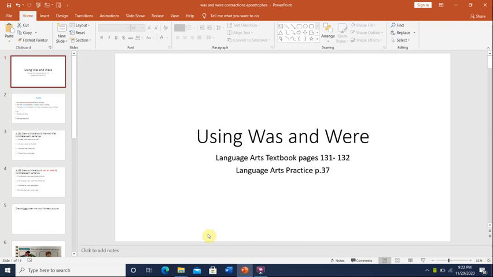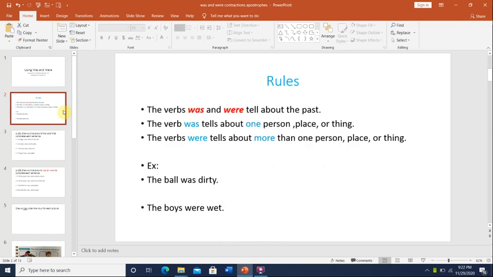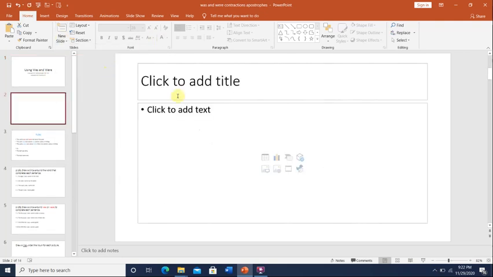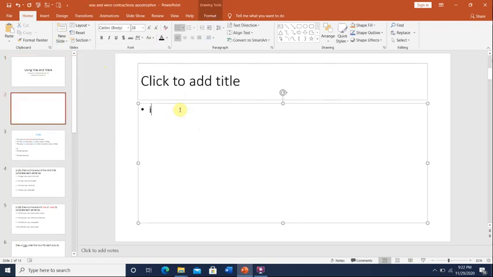Okay, guys, today's grammar lesson is about was and were. Last week we took two verbs. They're called is and are. We said is and are are used when we are going to tell about someone, something, or a place.